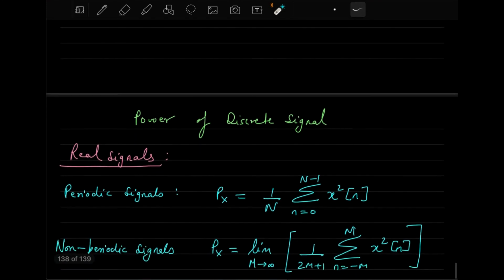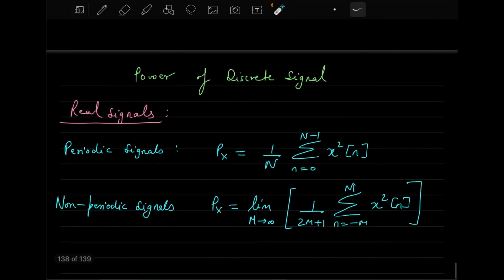And similarly, for the power signals also, it will be the same fashion. In periodic signals, if you are trying to calculate the power, it will be 1 by N, then you sum from 0 to N minus 1, x squared of n. So this is for periodic signals. And for non-periodic signals, you have to take again N tending to infinity. At that time, we were taking T tending to infinity for the time period T.